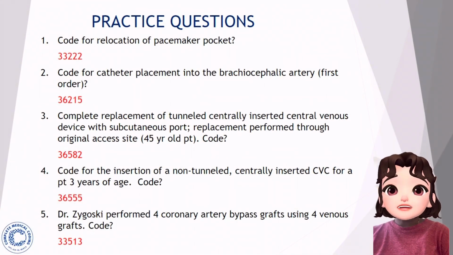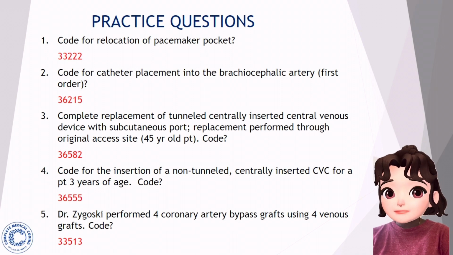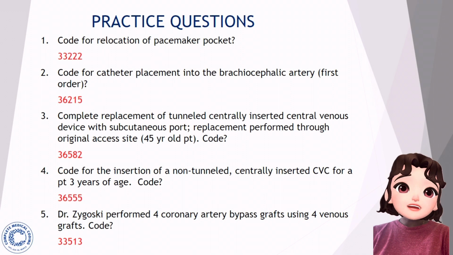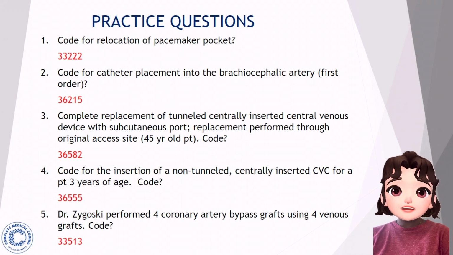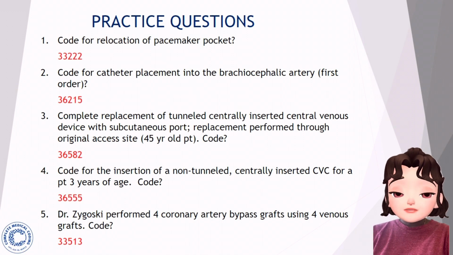So similarly, the second question: code for catheter placement into the brachiocephalic artery, first order. So here you need to go to the index page and search for brachiocephalic artery catheter placement. You will directly get the answer 36215. Now let's move on to the third question.